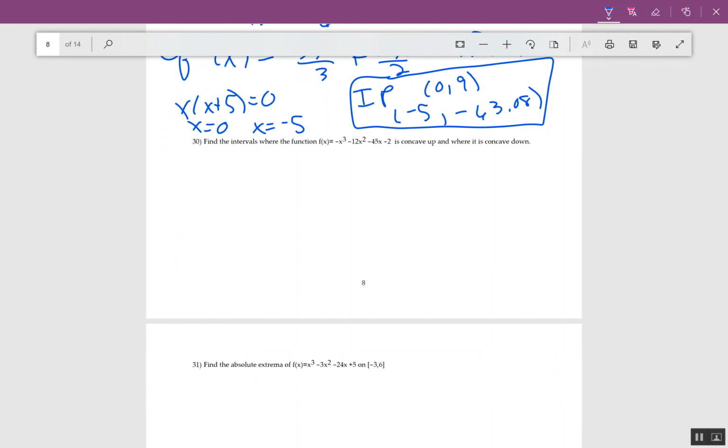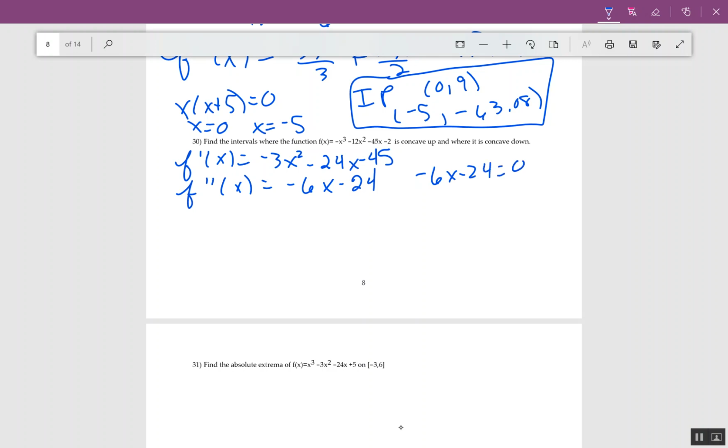Number 30 says find the intervals where the function is concave up and where it's concave down. So same kind of idea, I'm going to look for my inflection points to start. I have negative 3x squared minus 24x minus 45 as my first derivative. Second derivative is negative 6x minus 24. So when I set that equal to 0, I have negative 6x minus 24 is 0. Negative 6x is 24. X is negative 4.